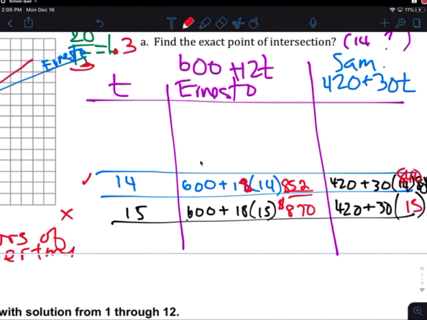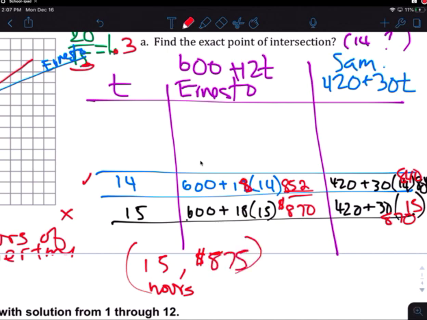$420 add 30 times 15, you get 870. Oh, that's where they're the same. So it's the same as 15 hours of overtime. They both will make $875.